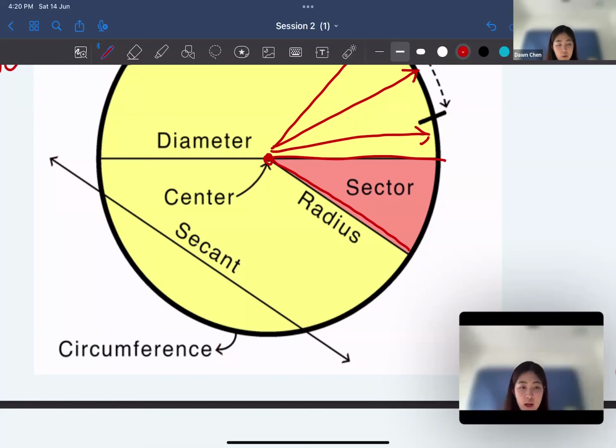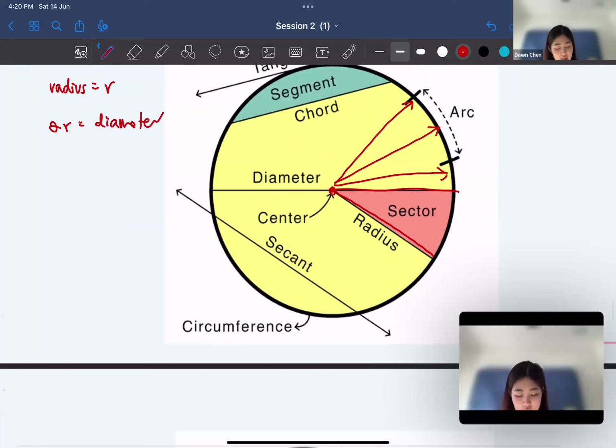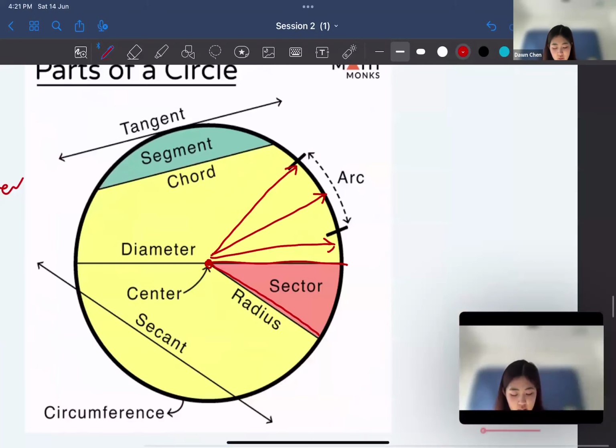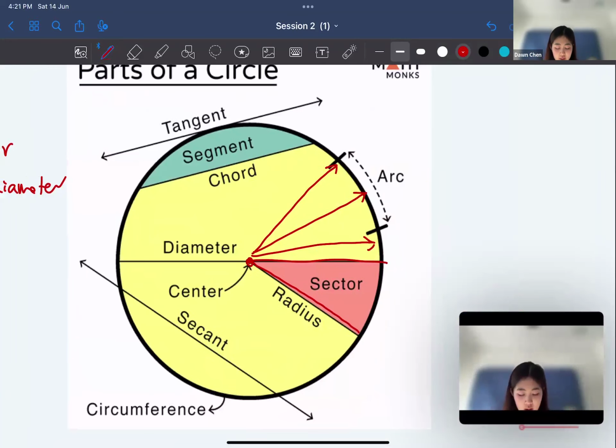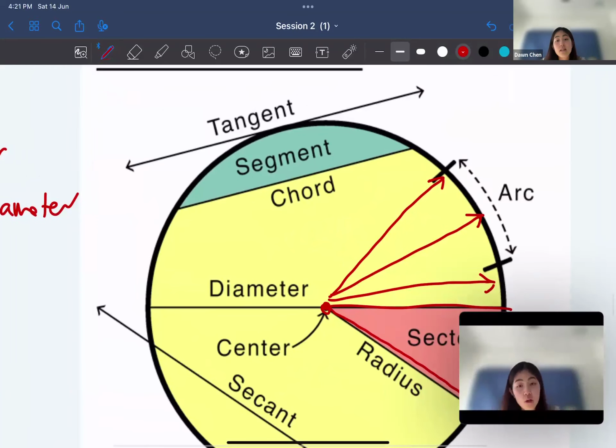Another one that you'll come across is segment. Okay, let's talk about chord first. A chord is basically just a line. We take a line that cuts from one side of our circle to another point on our circle, and that's what you have as a chord. A segment is basically the edge of your circle and a chord. It forms an area, right? So that becomes your segment. I think segment doesn't come up a lot, so I wouldn't worry too much.